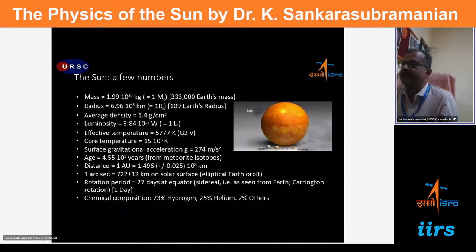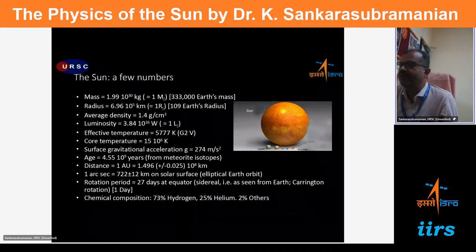We refer to these as one solar mass, one solar radius, one solar luminosity. It's a kind of standard candle which is used for other astrophysical objects. So when I talk about massive stars, I talk about the mass of the star with reference to the Sun, like 10 solar mass or 20 solar mass, that kind of stuff. The core temperature is 10^6 degree Kelvin, which is an important physical parameter because the energy source is generated at the core. This temperature is essential for the energy generation. And the surface gravitational acceleration is 274 meter per second square, much higher than what you have on Earth.